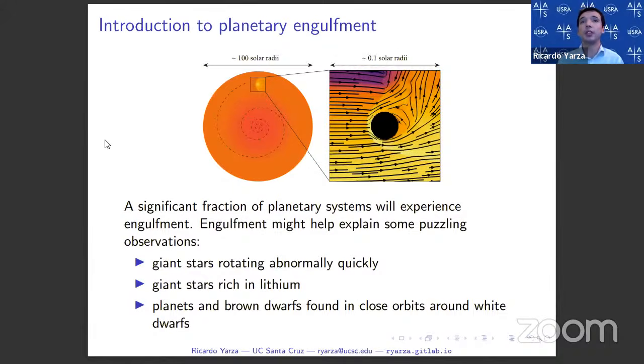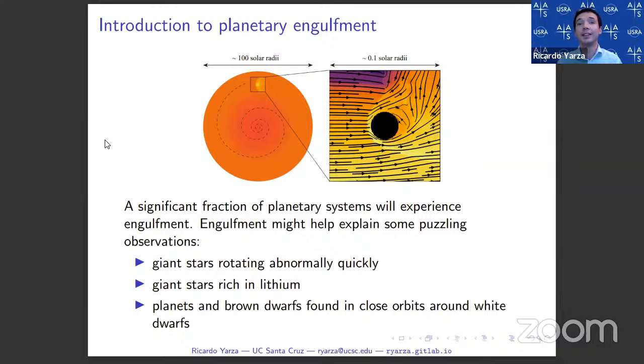And the third observational clue that engulfment might be common is that people have observed planets and brown dwarfs in close orbits around white dwarfs. And one of the possibilities is that, going back to the coffee cup analogy, if you stir the coffee cup hard enough with the spoon, some of the coffee is going to spill out.